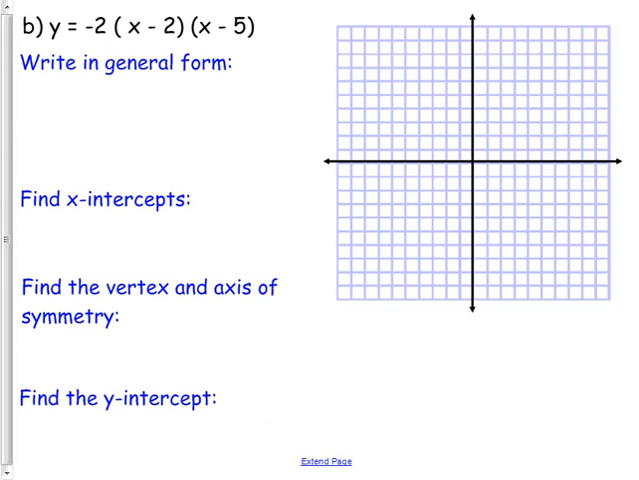All right, so now let's actually have you try this one with me. I'm going to call on different people to see if they can answer this. In general form, that's just multiplying it out. I don't want to waste my time doing that. I want to work on the harder part. The x-intercepts are where what? Y equals 0, so I put a 0 here.